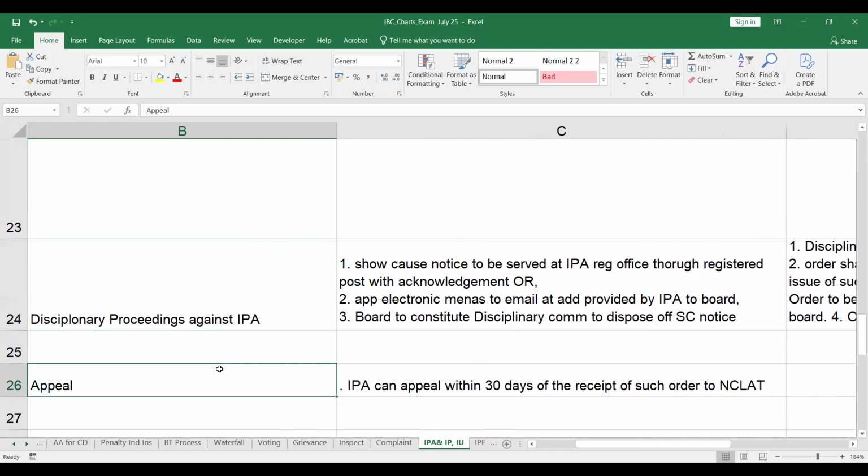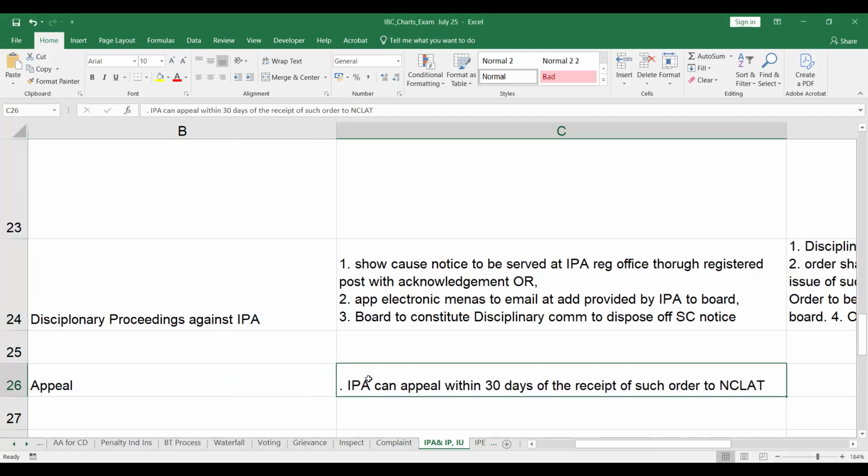Now regarding appeal. So if the registration is cancelled, if the registration is refused, then the IPA can appeal within 30 days of the receipt of such order to NCLAT. So the appropriate forum for appeal is NCLAT.